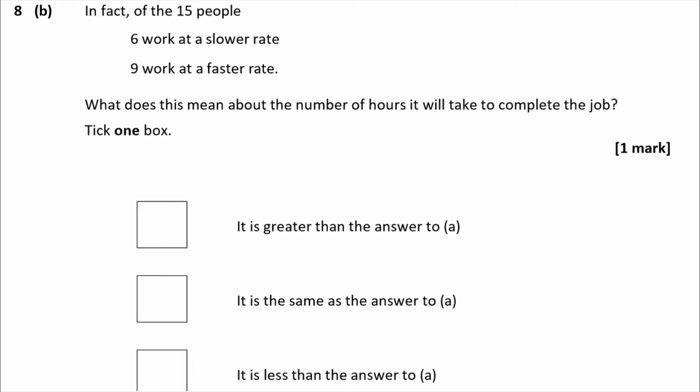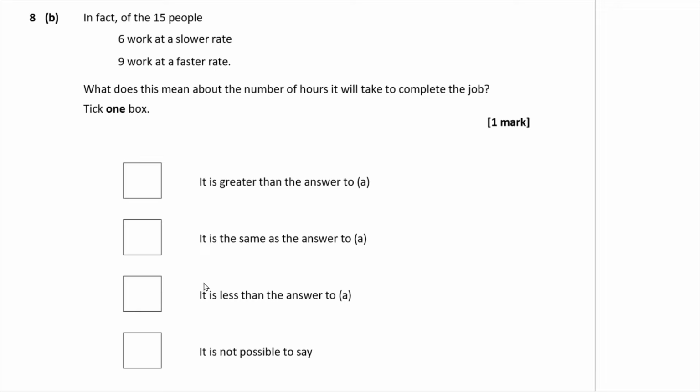Is greater than the answer to A, it's the same as the answer to A, it's less than the answer to A. Well, I don't think we can tell here because look, we've obviously got 9 working at a faster rate, which is more than the 6 working at a slower rate. But we don't know relatively how much faster they're going. Is the amount of work that those 9 people are going to be doing going to be more than the amount of work that the 6 slower people aren't doing in the same time? We just don't know, do we? So at the moment, we don't know.